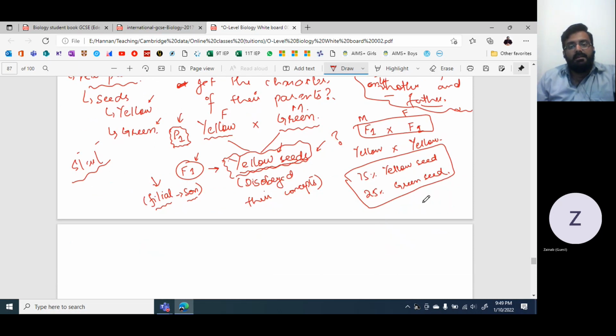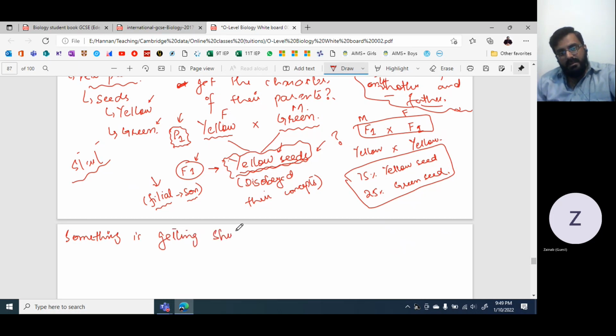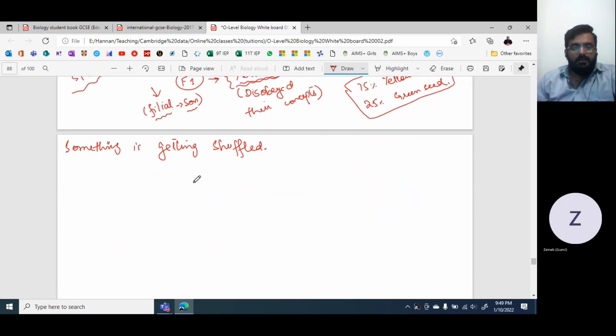So then Mendel suddenly realized that something is getting shuffled. Remember, he does not know about the genes. Something is getting shuffled. कोई चीज ऐसी है जो कि shuffle हो रही है. It shuffled in the P1 cross, and then it shuffled in F1 cross F1. So there must be something, and something is getting shuffled. Number one was his conclusion.